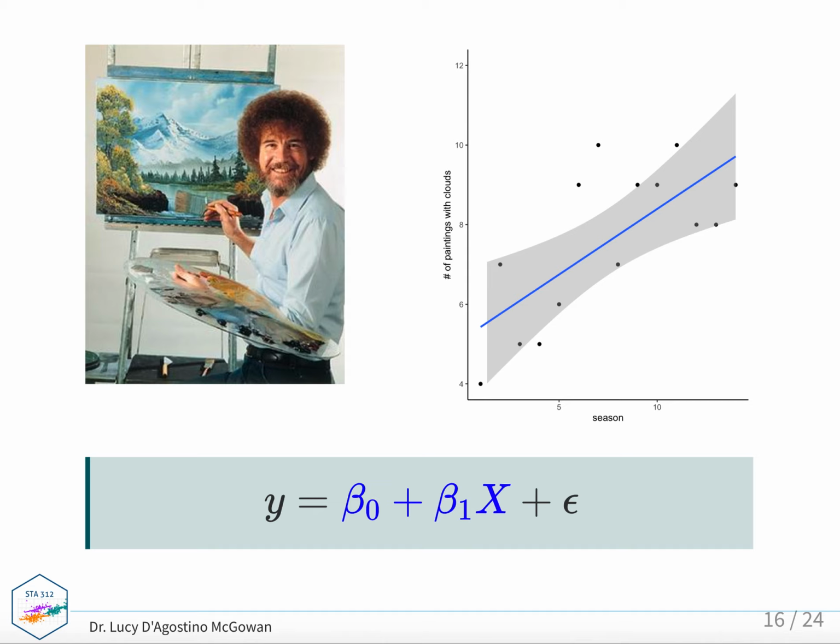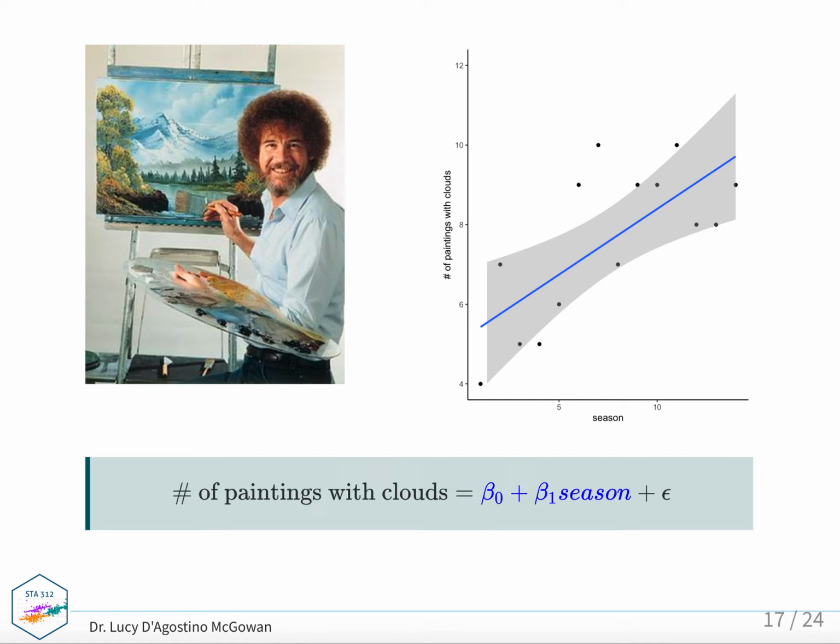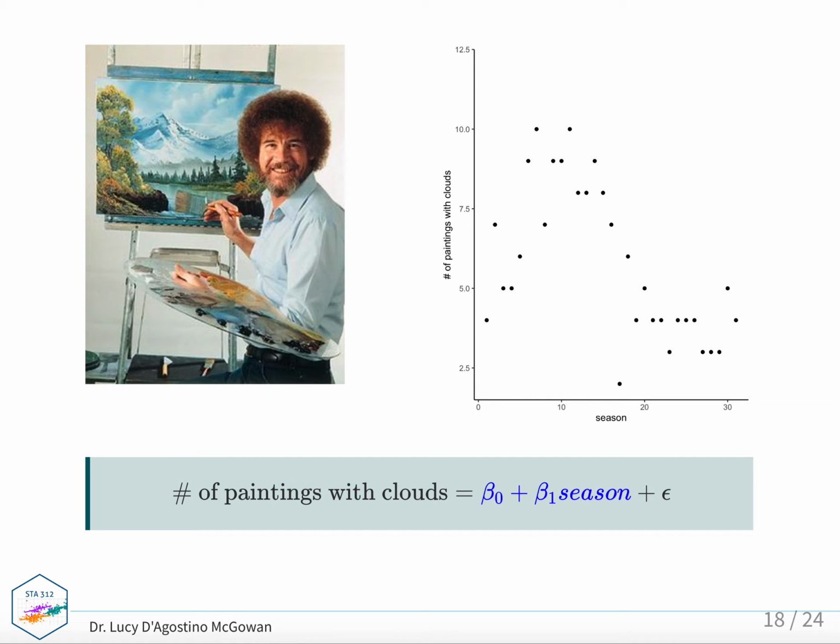So this is that simple linear model here. The blue line represents beta 0 plus beta 1 x. So the number of paintings with clouds, the y-axis, equals beta 0 plus beta 1 season plus epsilon.